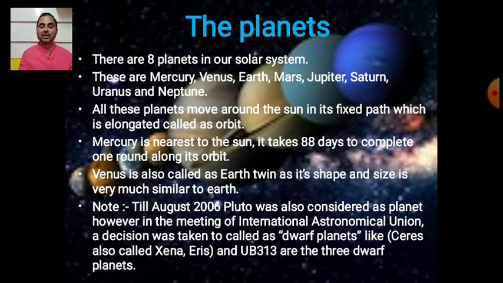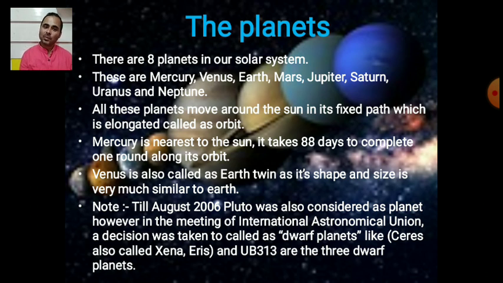But let me tell you one very interesting thing. Do you know, before 2006 we had one more planet, called Pluto. Before August 2006, Pluto was also called a planet, but after August 2006, Pluto was declared a dwarf planet. Now what is a dwarf planet? It is not in the list of planets; they were dropped out.